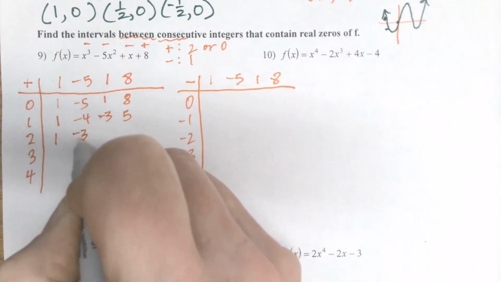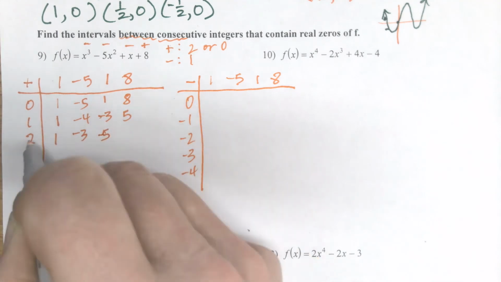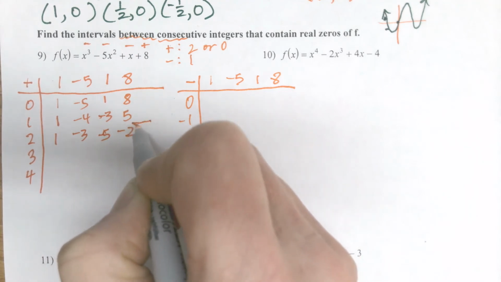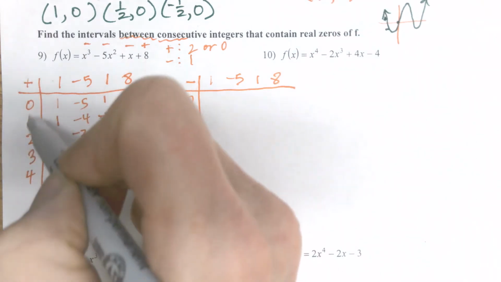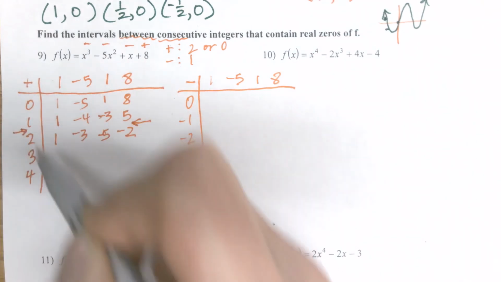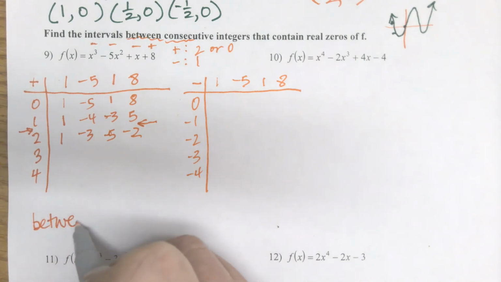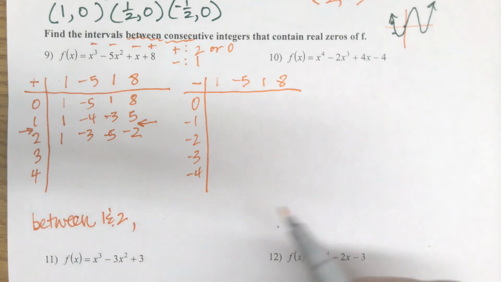Multiply and add: -6 plus 1 is -5, -10 plus 8 is -2. There we go. Right between here, there is a 0. So between 1 and 2, I have a zero. So I write that as between 1 and 2 is one of my zeros.